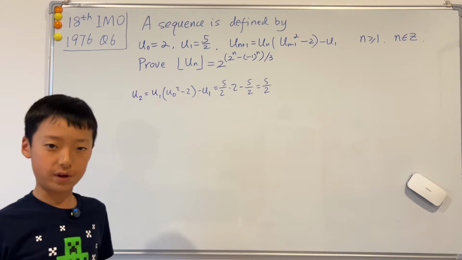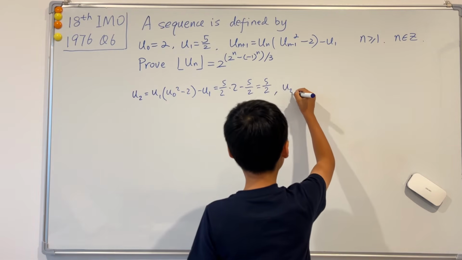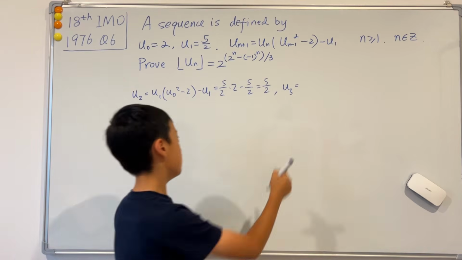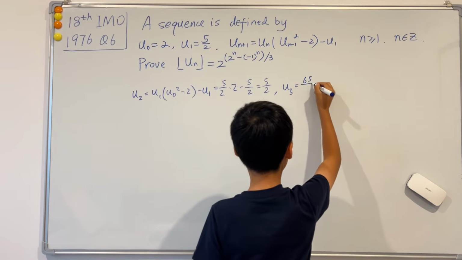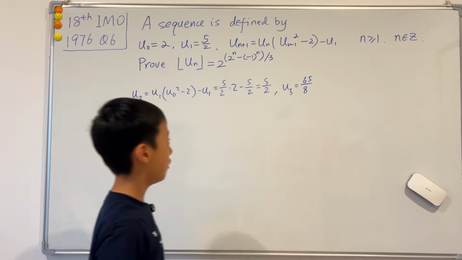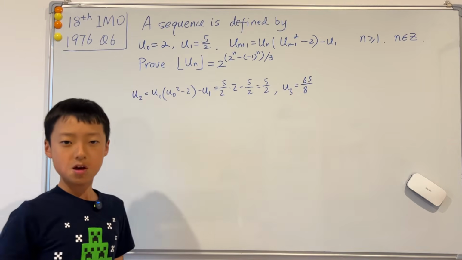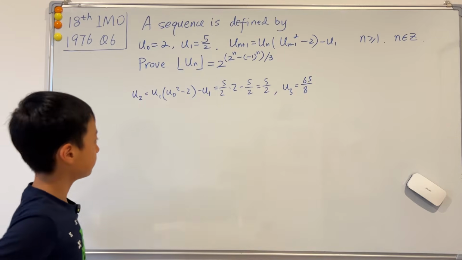And also we can figure out what u3 is. But I won't be doing that in this video because it will take quite a lot of time. I'll just tell you that u3 is 65 over 8. Okay, so now we already have four terms, but we still can't really see a pattern in the fractions.